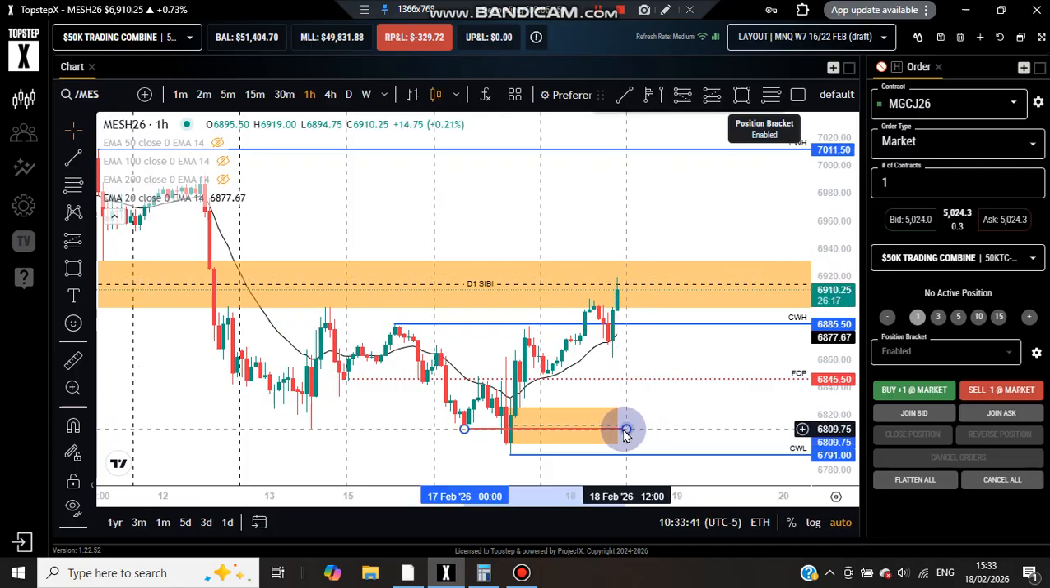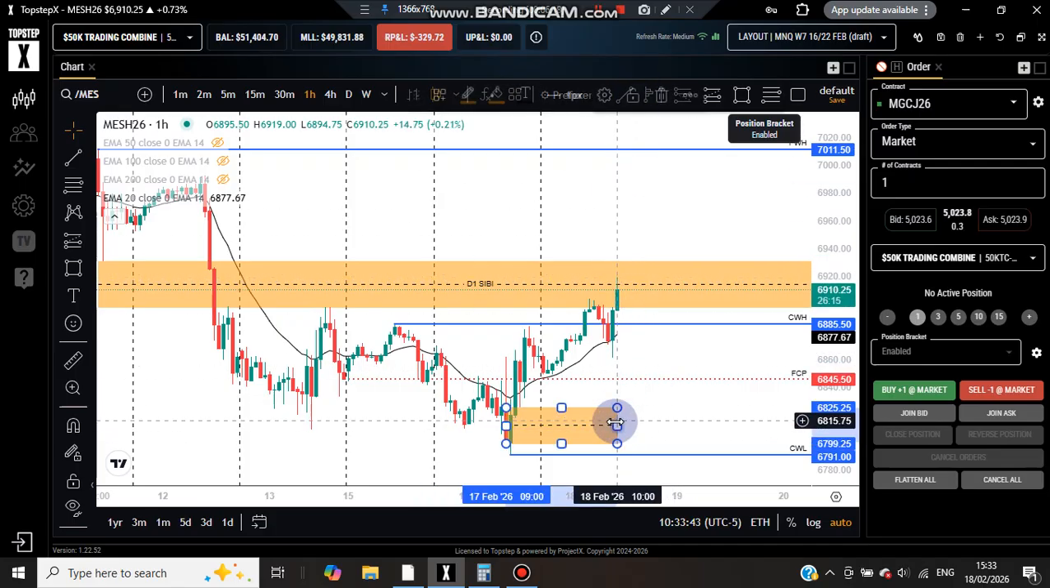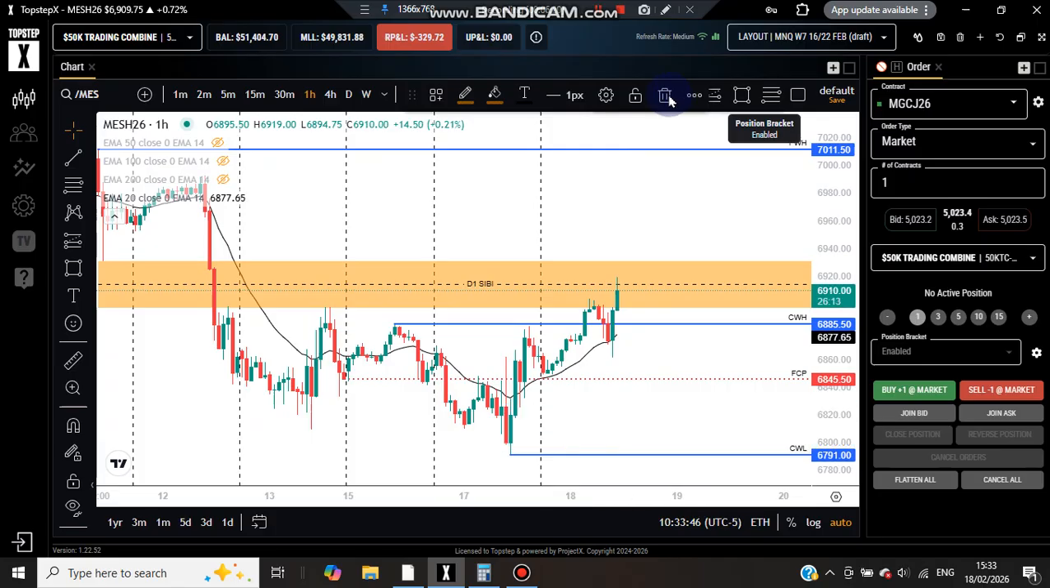I'm still expecting price to go down. Today is Wednesday, the 18th of February. I'm still expecting both indices, NASDAQ and ES, to go down. But this is where I'm at the moment with my trading. Obviously, you can see full transparency, an L is an L. But we'll get there. We'll see what happens.